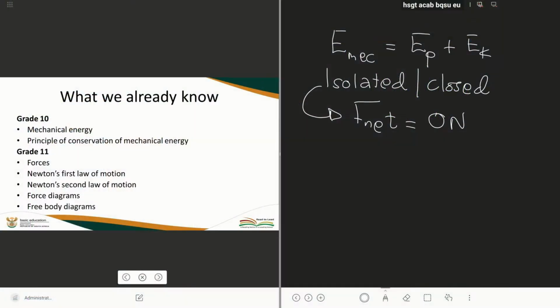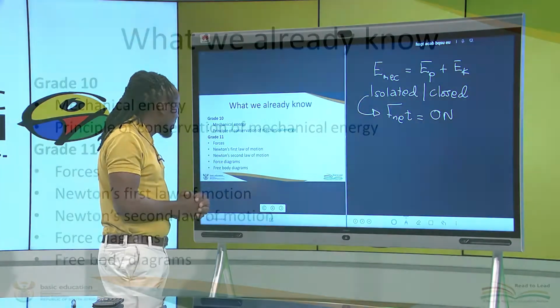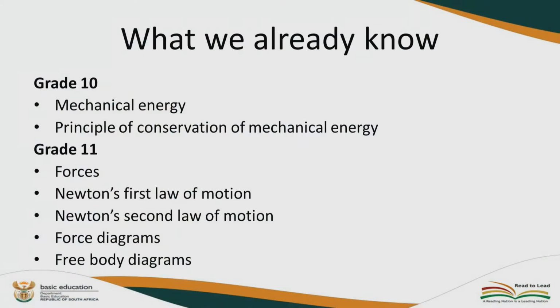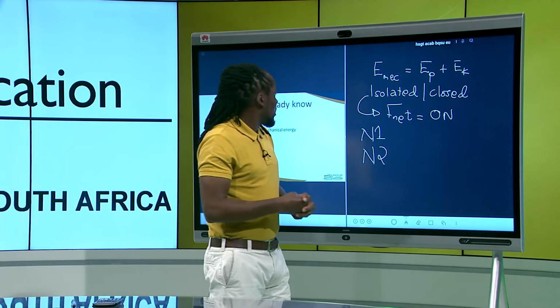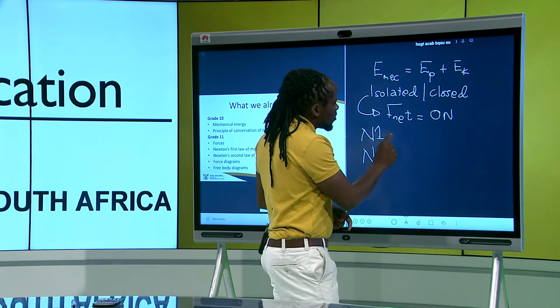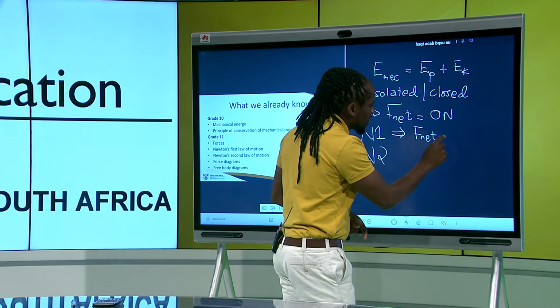And then let's look at what we covered in grade 11. We did a lot on forces, right? And then we also looked at Newton's laws, including universal gravitation. But of particular interest to us is Newton's first law, as well as Newton's second law, as far as work, energy, and power is concerned. Now, with Newton's first law, we know that there is a non-zero net force acting on the object, okay?